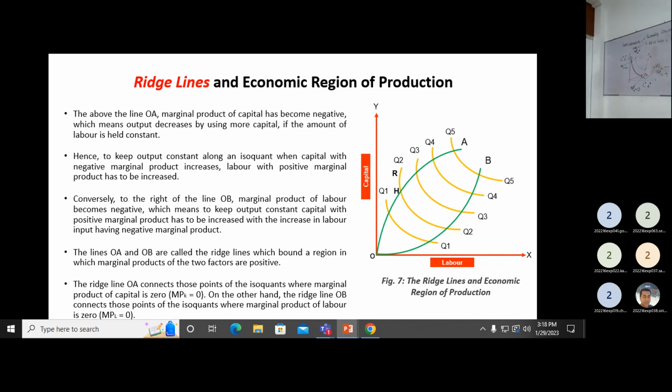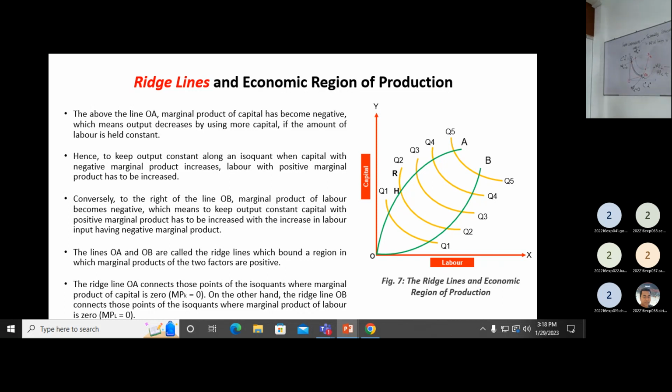Therefore, to keep the output constant, we need to produce this. To produce this, when the capital with negative marginal product increases, labor with positive marginal product has to be increased. Now, in this situation, what happens? Marginal productivity of the labor is positive and you need to increase it, right? Otherwise, you can't produce the given level of output.